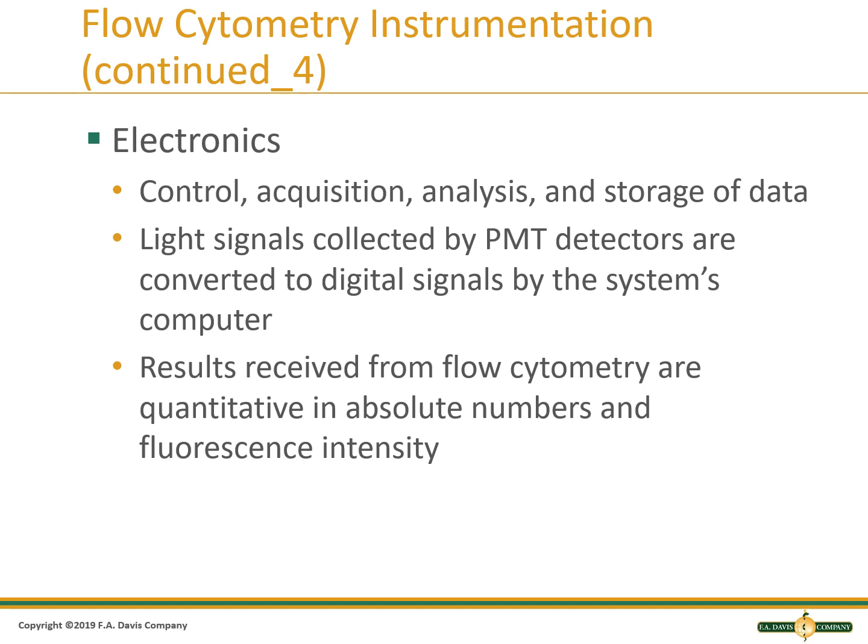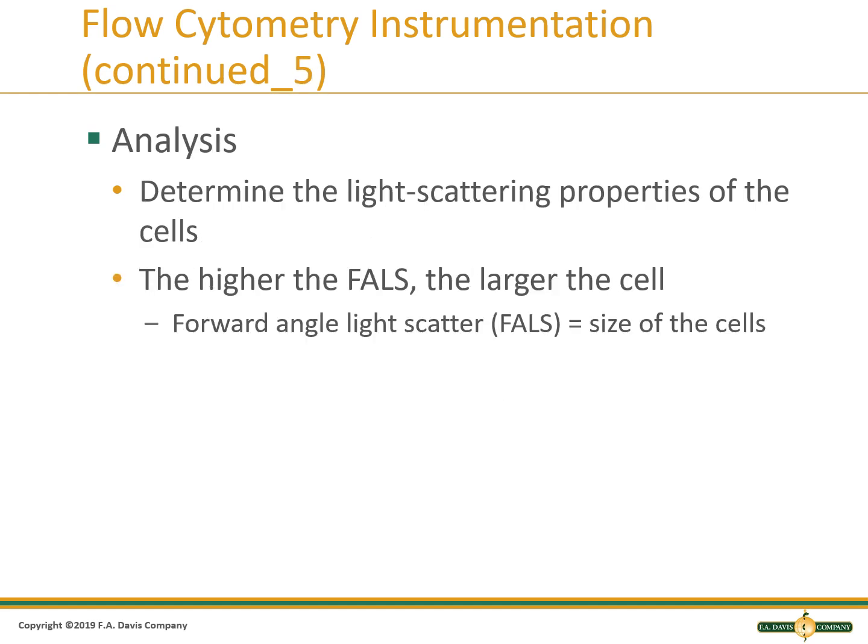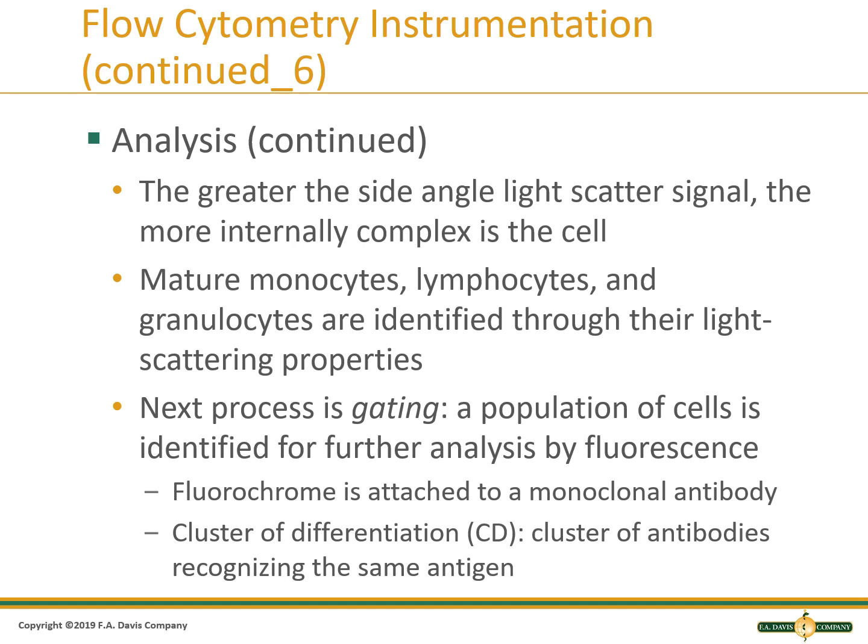The results received from flow cytometry are quantitative, in absolute numbers and in fluorescence intensity. The analysis comes from determining the light scattering properties of the cells, and the higher the FSC, which is the forward angle light scatter, the larger the cell. The greater the side angle light scatter signal, the more internally complex the cell is. So more mature monocytes, lymphocytes, and granulocytes are identified through their light scattering properties.